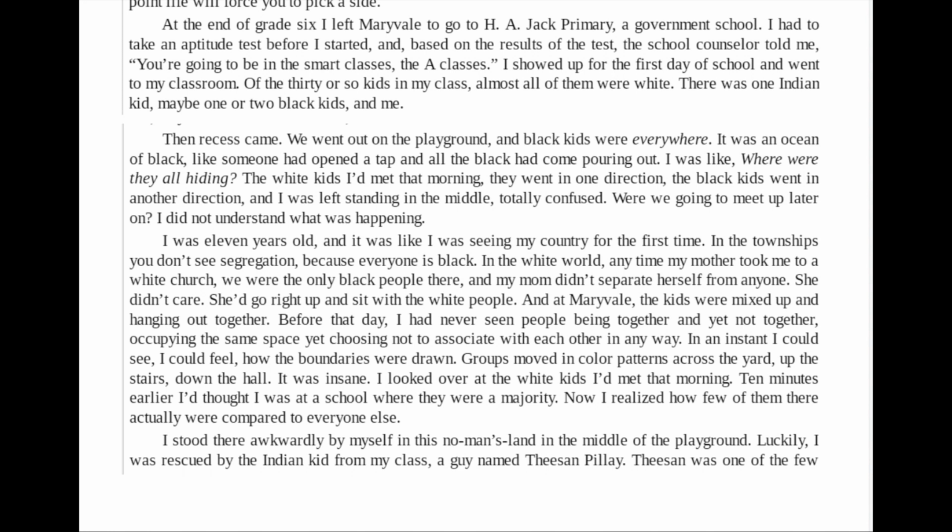And in Maryville, the kids were mixed up and hanging out together. Before that day, I'd never seen people being together and yet not together. Occupying the same space, yet choosing not to associate with each other in any way. In an instant, I could feel how the boundaries were drawn. Groups moved in color patterns across the yard, up the stairs, down the hall.